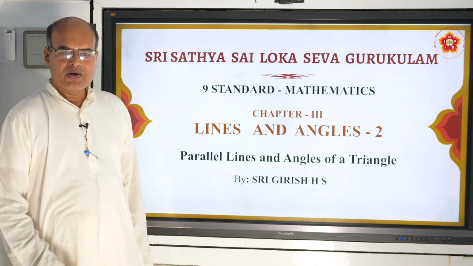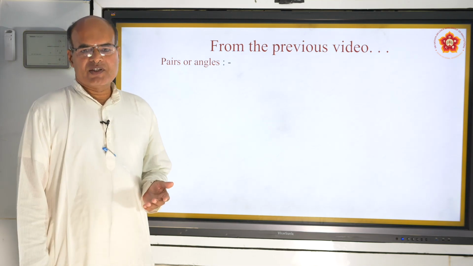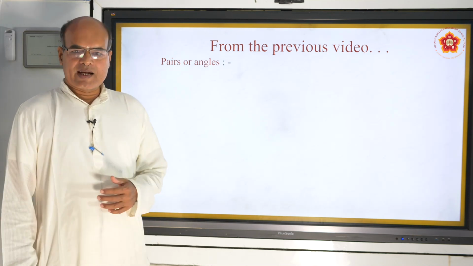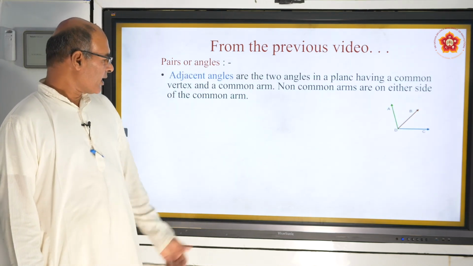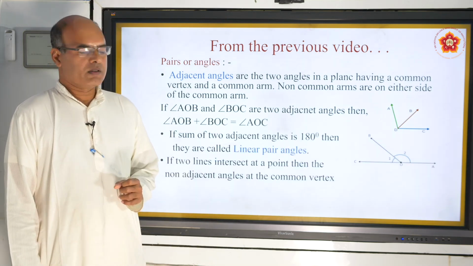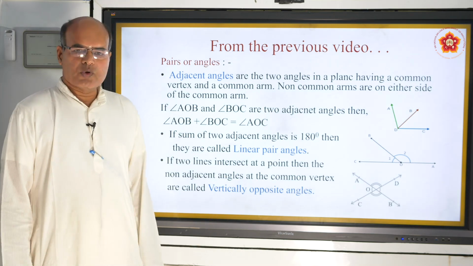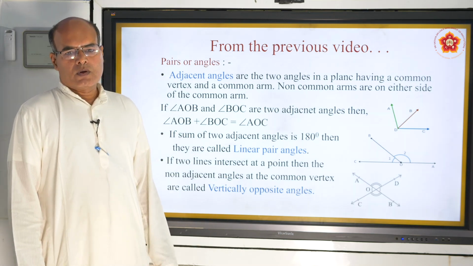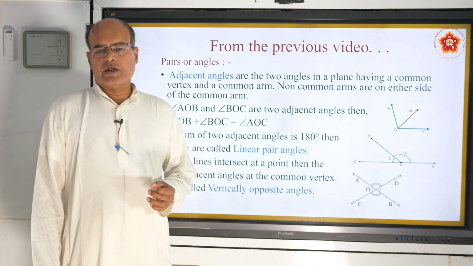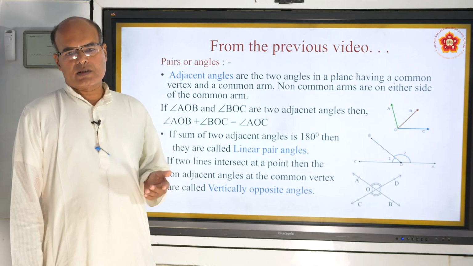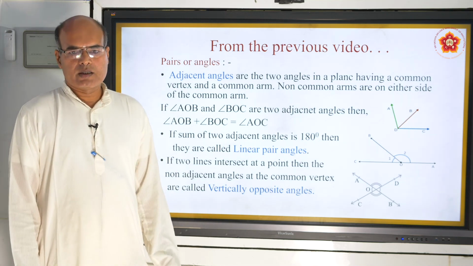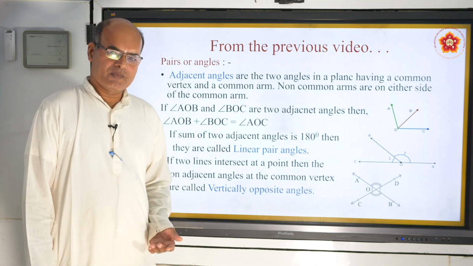In the previous video, we discussed a few definitions of basic terms in geometry and pairs of angles, mainly the adjacent angles, linear pair angles and linear pair axioms, and vertically opposite angles. We knew how to prove a theorem logically. So using axioms, postulates and previous known statements, how we have to prove the theorems logically that we have learnt in the last video.